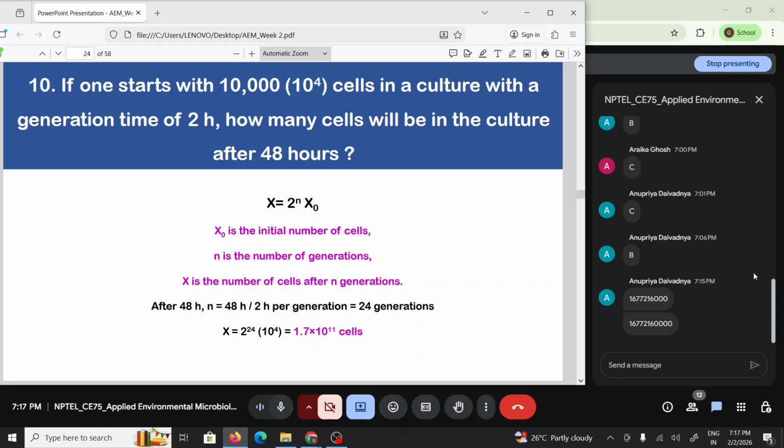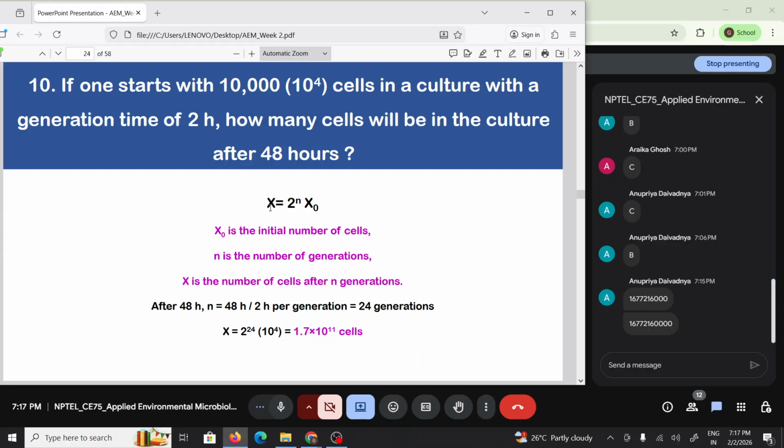The answer counts up to 1.7 into 10 to the power 10 cells, if I'm not wrong. So here goes the answer.